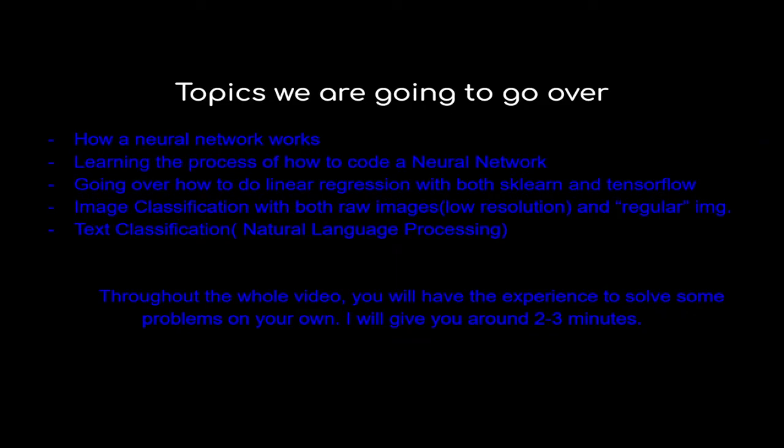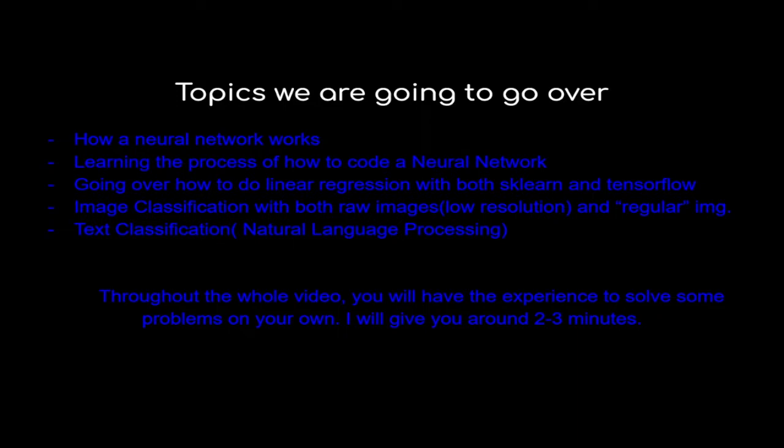Some topics we're going to be going over are how a neural network works, learning the process of coding our own model, and coding a neural network. I'll be showing you step by step. We're also going to be doing linear regression with both sklearn and TensorFlow. In addition, we're going to do some image classification with both raw images and regular images.